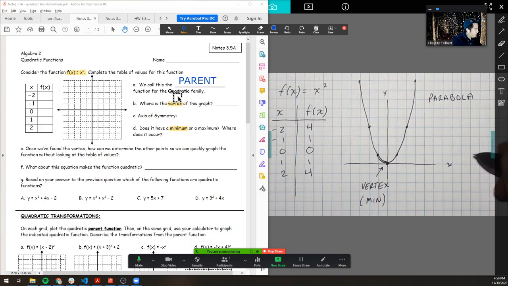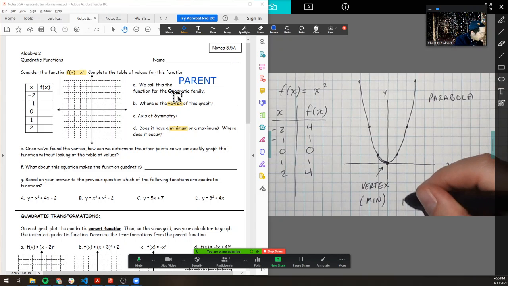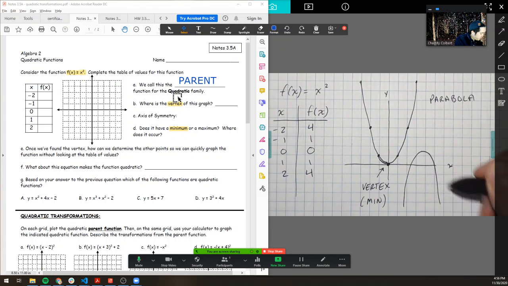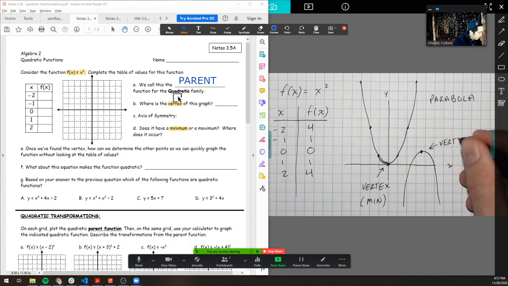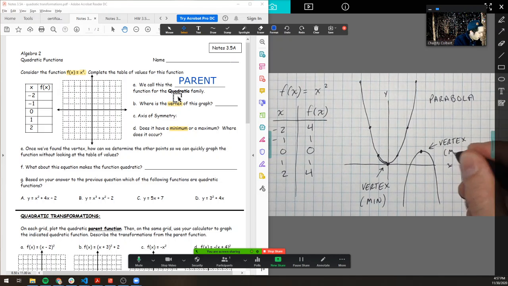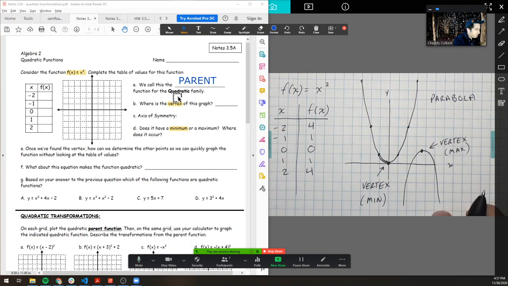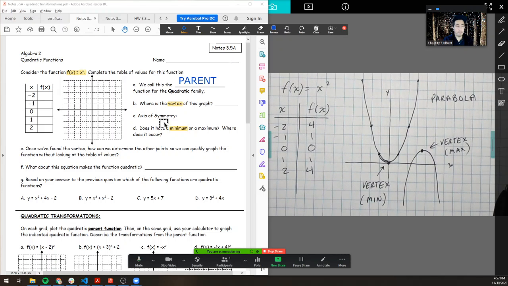If this graph opened down, so you can have a quadratic that opens like this, right? Opens down, that has a vertex right here, where that would be the vertex of that parabola, and that has a maximum. This one has a minimum, and this vertex is at the origin, so the parent function vertex is at 0, 0.